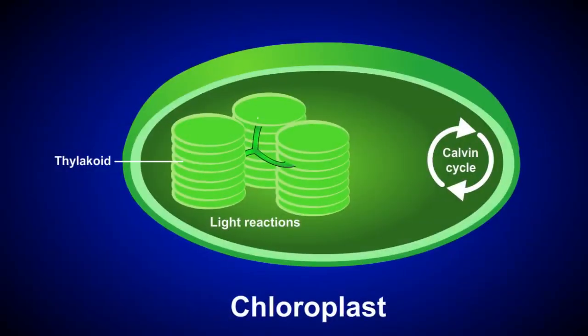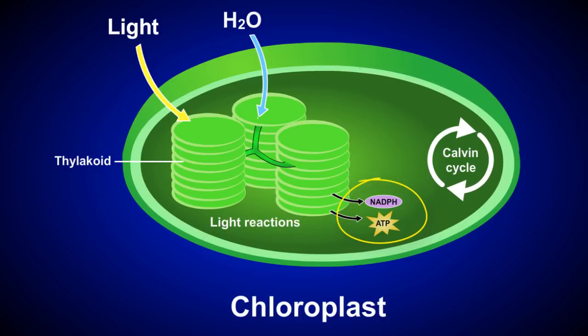Let's zoom back out to review. The light reactions use light energy and water to produce ATP and NADPH. Oxygen gas is released as a byproduct. Together, the ATP and NADPH formed during the light reactions are used by the Calvin cycle reactions, which are discussed more in depth in a separate tutorial.